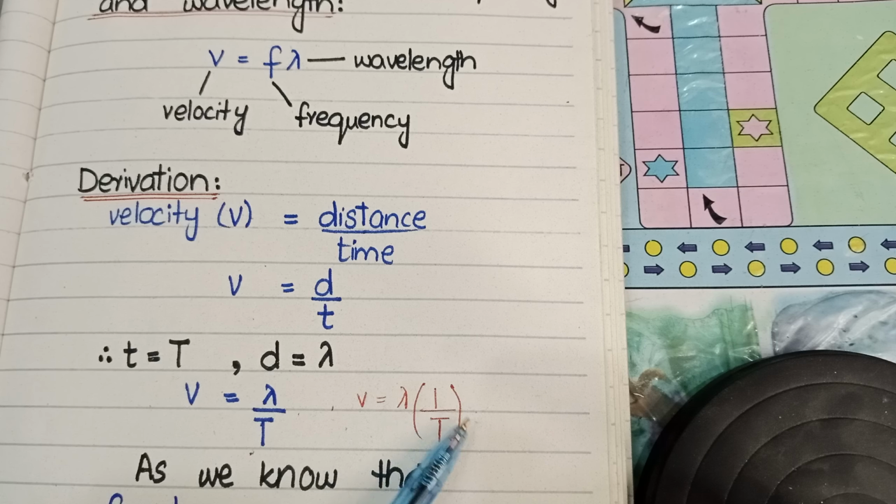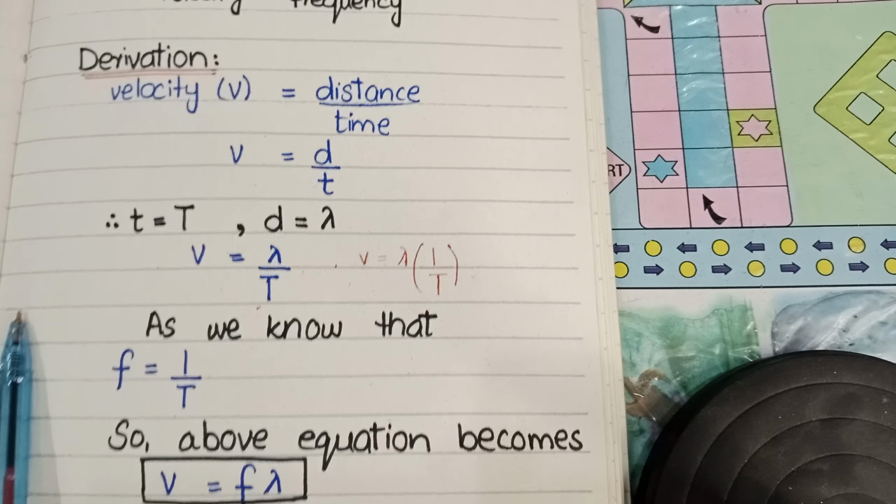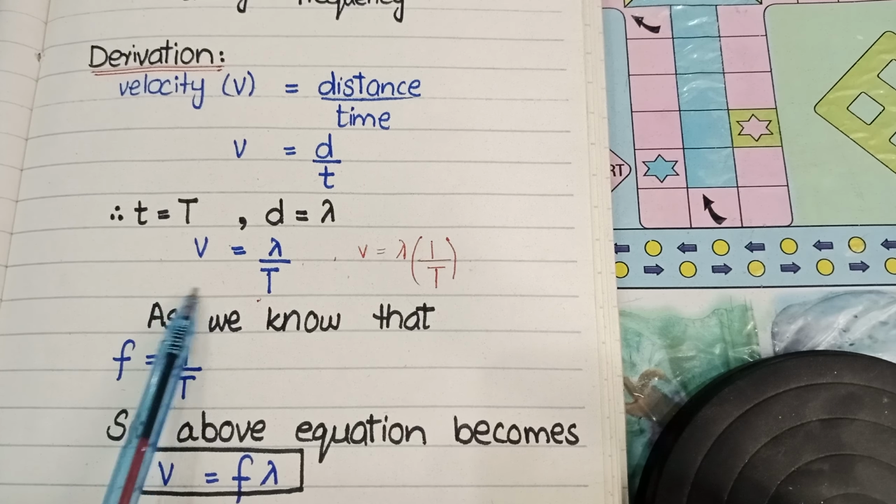Into 1 over t, or the reciprocal of the time interval, which is equal to the frequency. So this equation will become as final, which is v is equal to f lambda. Here v indicates the velocity of the wave, f is the frequency of the wave, and lambda is the wavelength. Dear students, and this equation is true for both transverse and longitudinal waves.